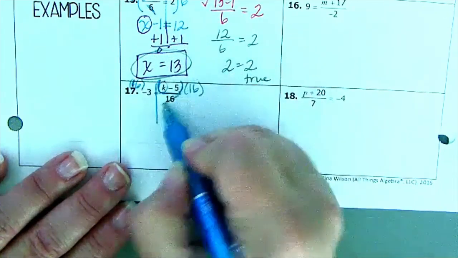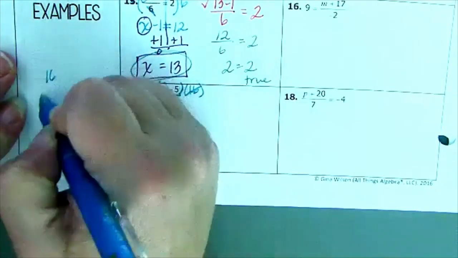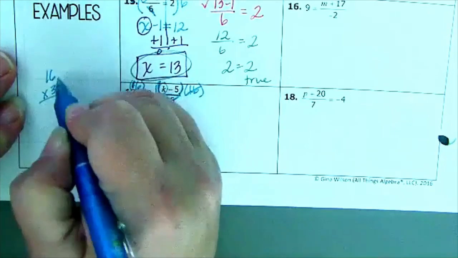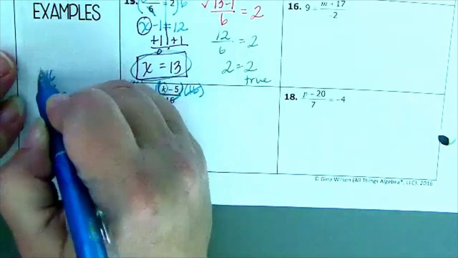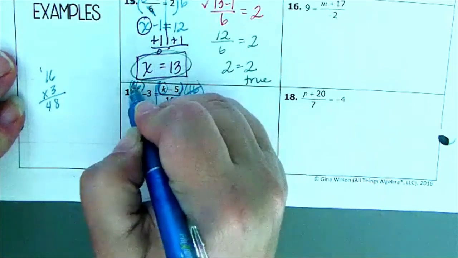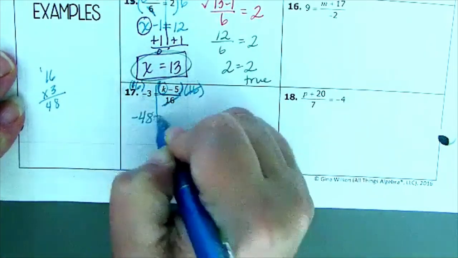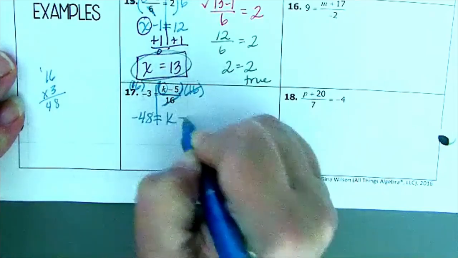And when I do that, the 16s cancel over here. I don't know what 16 times 3 is, so I'm doing 16 times 3, which is 8, carried my 1. So that's 48. That's a negative times a positive, because I have to remember my integer rule. So that's going to give me a negative 48 equals K minus 5.